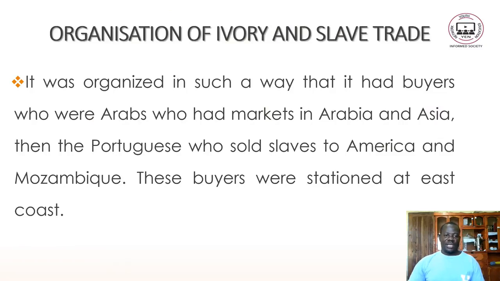Now let's look at the organization. How was this trade organized? It had buyers. The buyers were the Arabs, who had markets in Arabia and Asia. And also the Portuguese were buyers, who sold the slaves to America and Mozambique, exporting them to America.